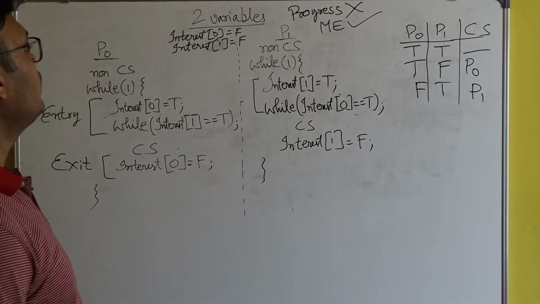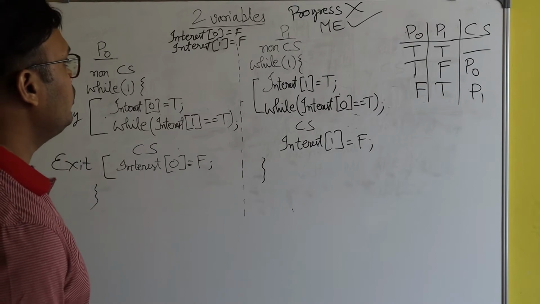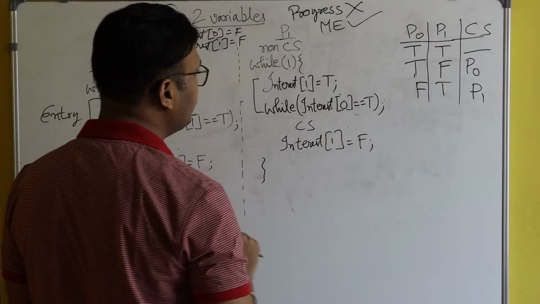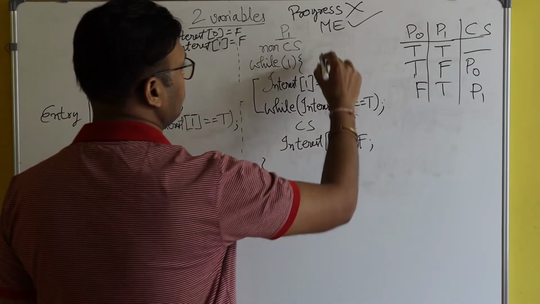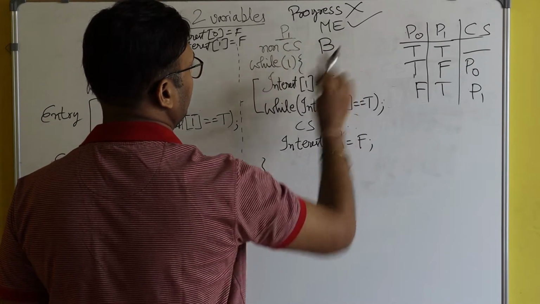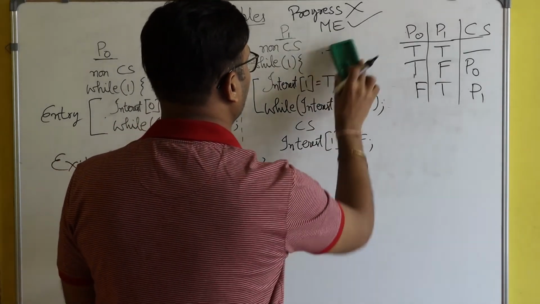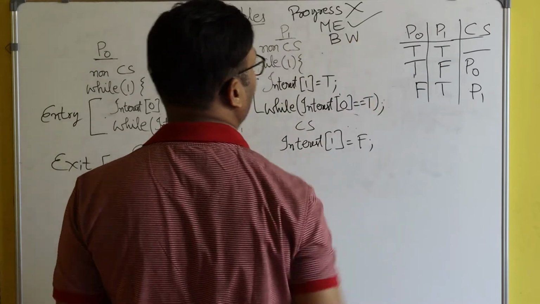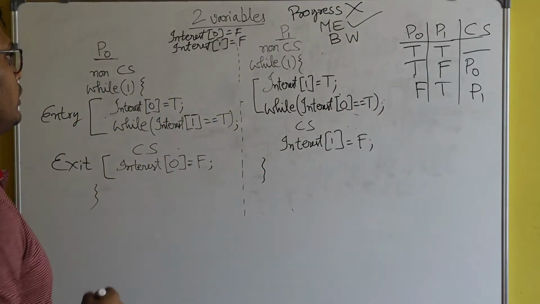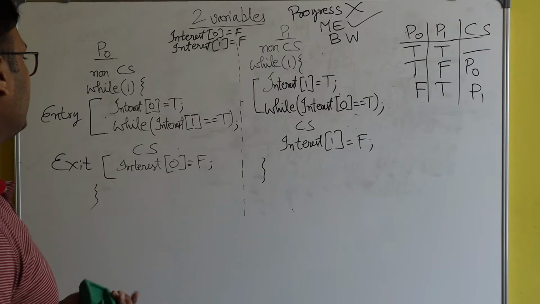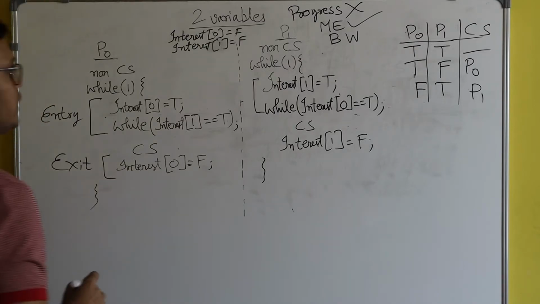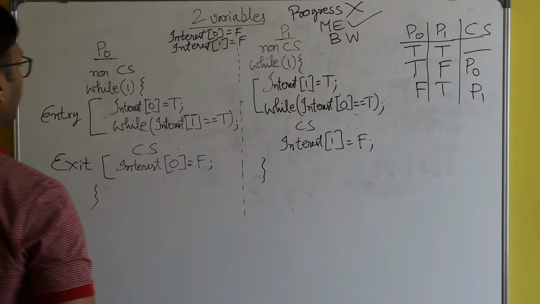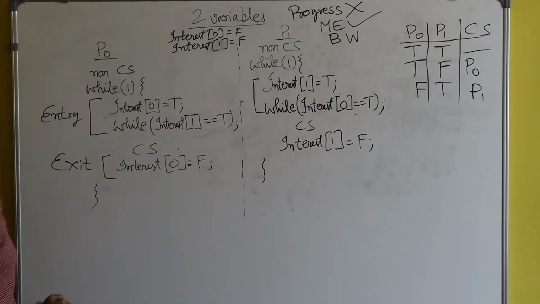And also you see one thing, whether bounded waiting is there or not. Let's see whether bounded waiting is there or not. Suppose you see here P0 is interested to enter inside the critical section. So now interest of 0 is equal to true.